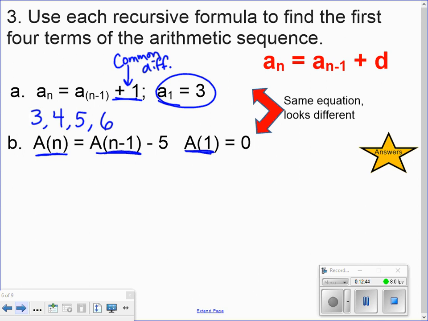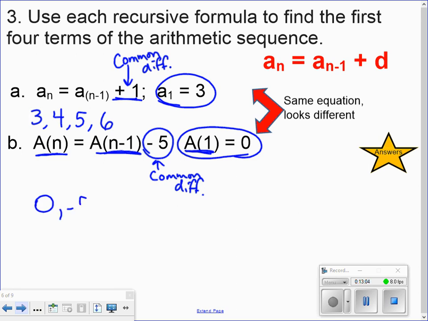So again, you need the first term. The first term here is 0. We need our common difference. Our common difference here is minus 5. Okay, this is our common difference. Starting with our first term, remember, our first term is 0. Minus 5 from 0 would be negative 5. Minus 5 from that would be negative 10. And minus 5 from negative 10 would be negative 15. So this is how we get the first 4 terms of our sequence, by using the first term and the common difference to get the terms that are coming after that.